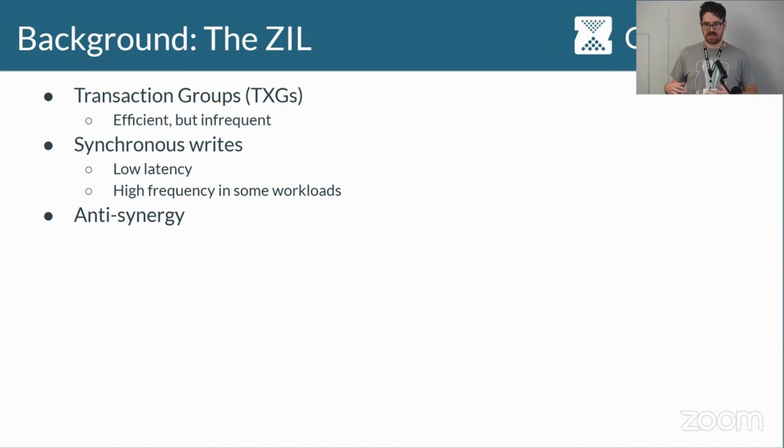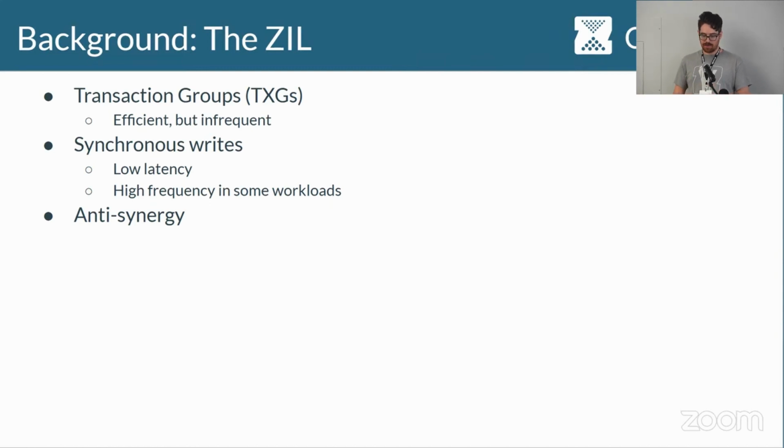So ZFS, as we probably all know, is a tree-based file system. So when you update some data, you have to update the parts of the tree above it, and that can lead to some overhead. And so one of the things that ZFS does to reduce this is it batches data into transaction groups. Transaction groups are an efficient mechanism to reduce this overhead, but they're more efficient the bigger they are. So they tend to be a little bit infrequent and they tend to contain a lot of data. So they take a little while to process.